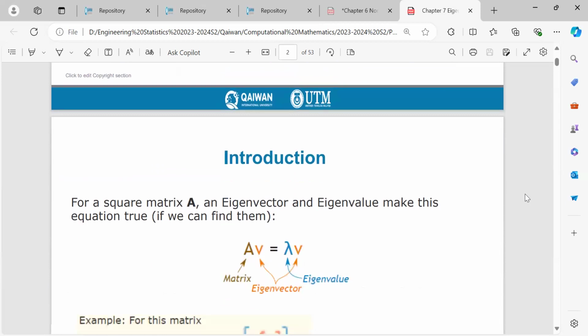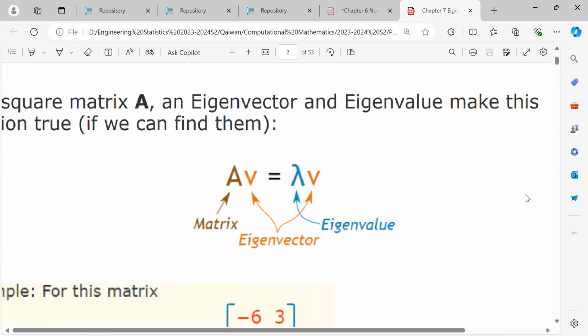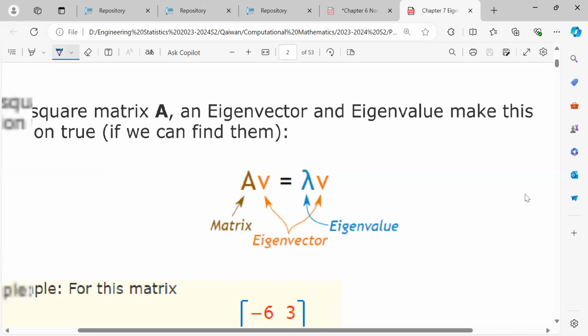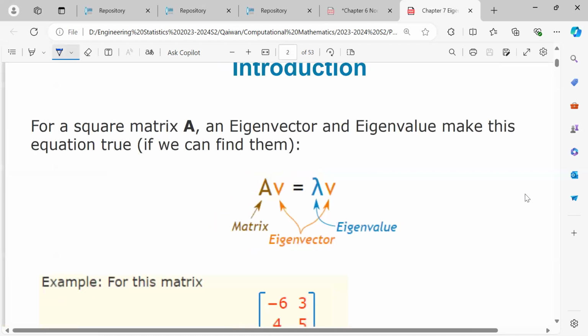Here, we say, let A be an n by n matrix. We could find eigenvalues and eigenvectors for an n by n matrix, that is, for a square matrix. Here, we say let A be a square matrix.